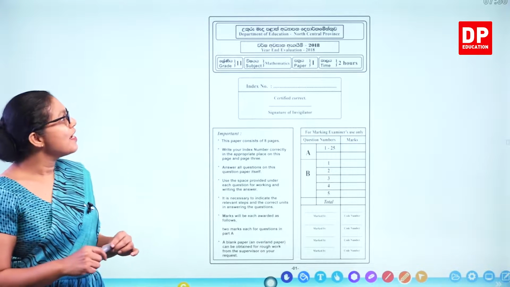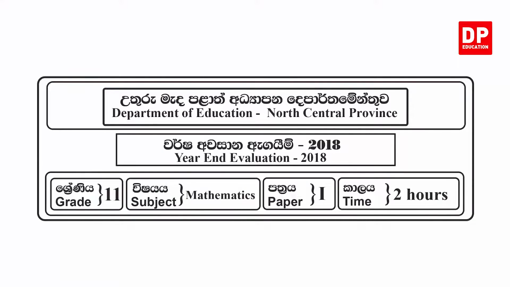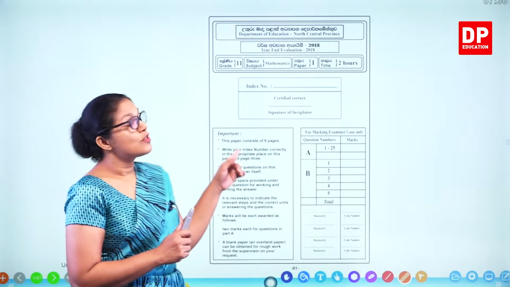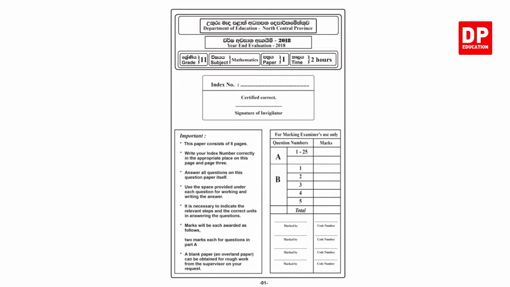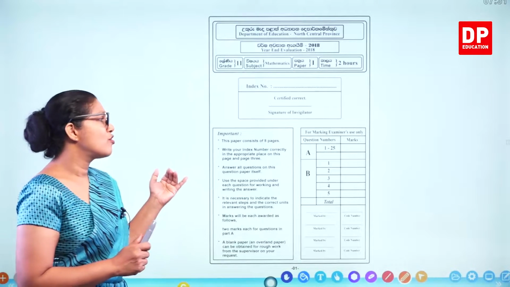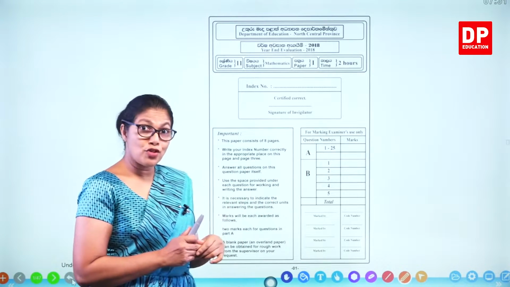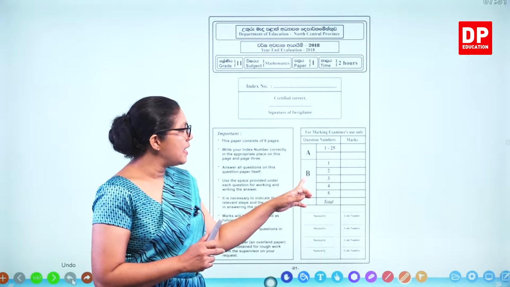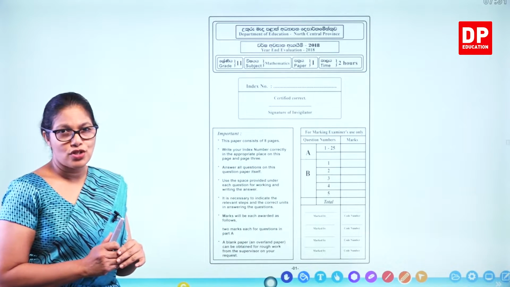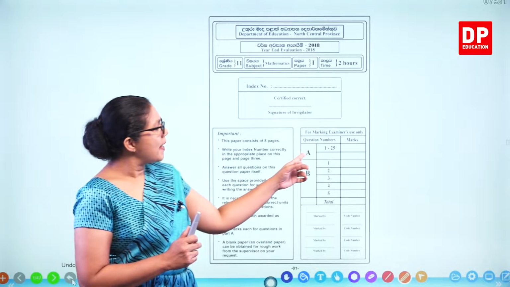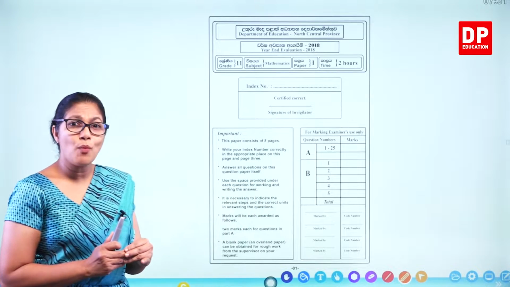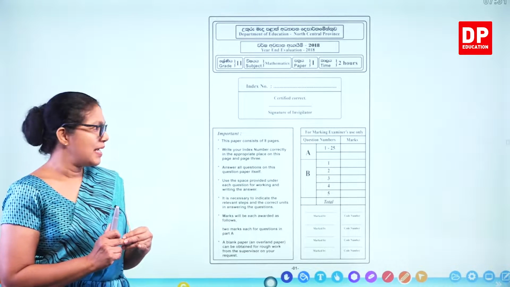Hello students, today I am going to do the end of year evaluation, Department of Education, North Central Province, paper 1. So this is a 2 hour paper. You get 2 parts, part A and B. Part A has 25 short questions, and part B has 5 long questions. So you can spend 1 hour for part A and 1 hour for part B.